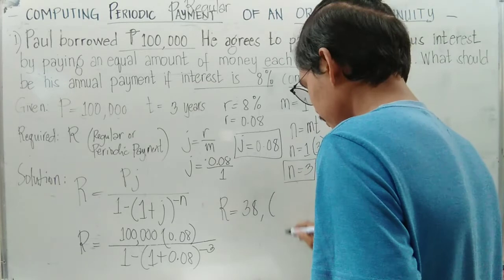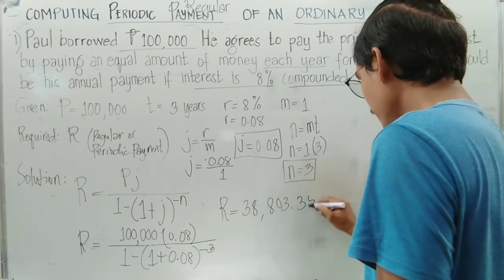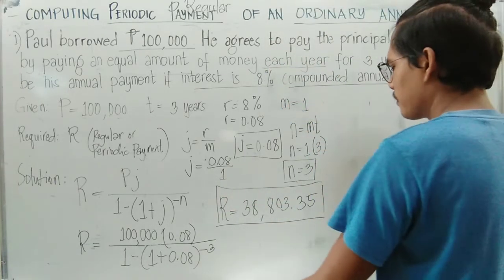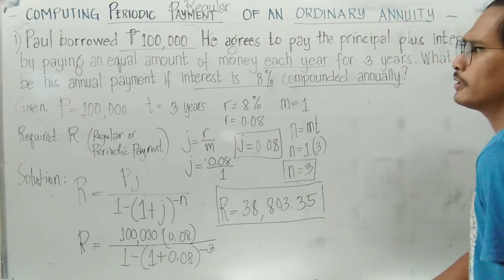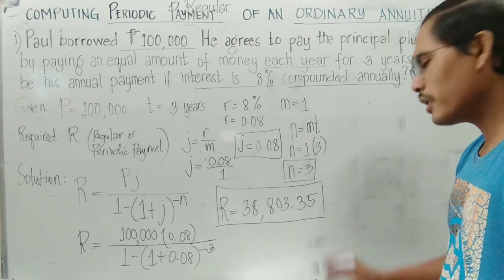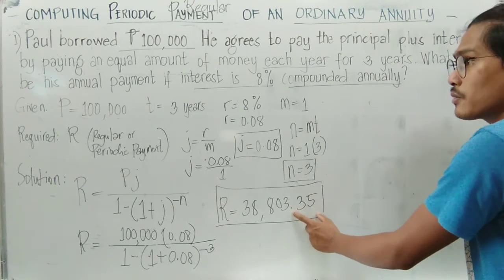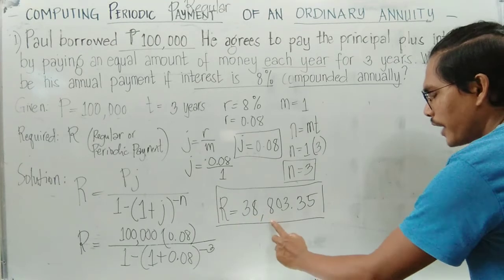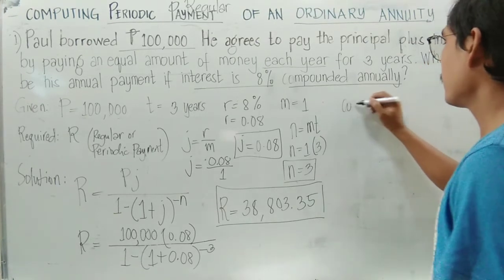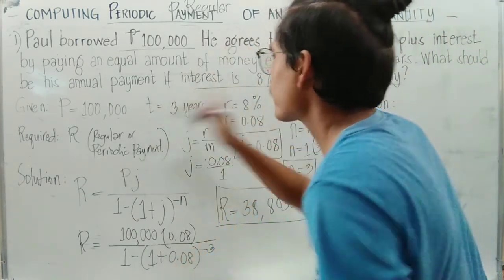So you will have 38,083.35. Okay? Again, we are rounding off numbers just like this one, because in this context, this figure is money. And speaking about money, we are rounding off the value to 2 decimal places to the right of the decimal point. And for our conclusion, to answer the question of the problem, what will be his annual payment?